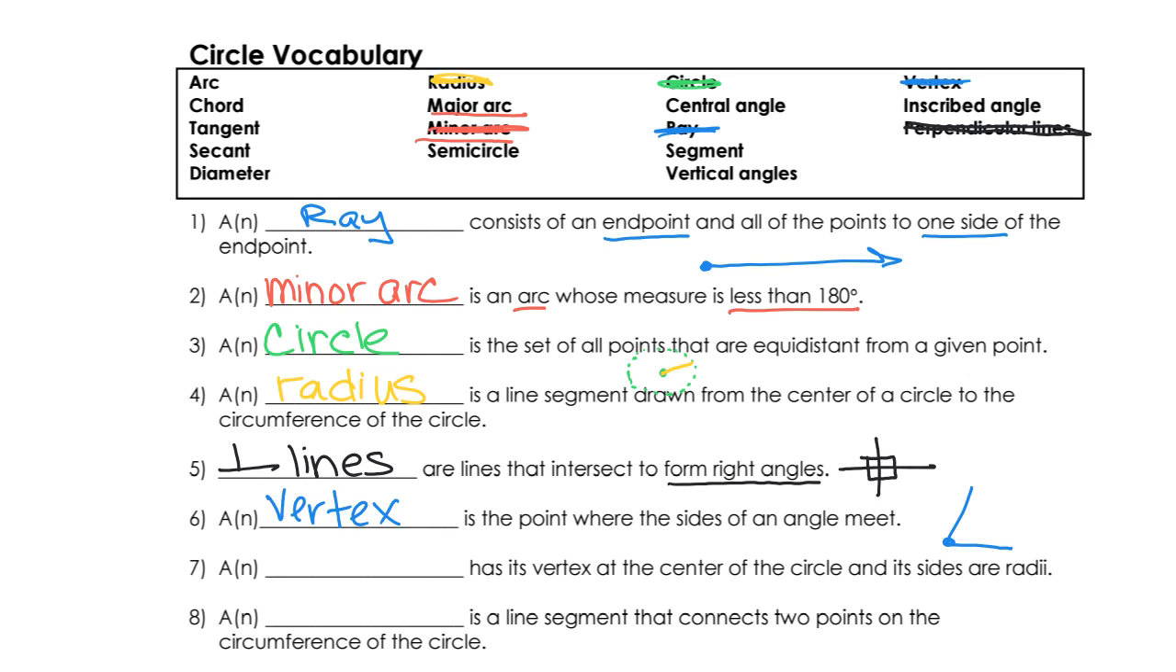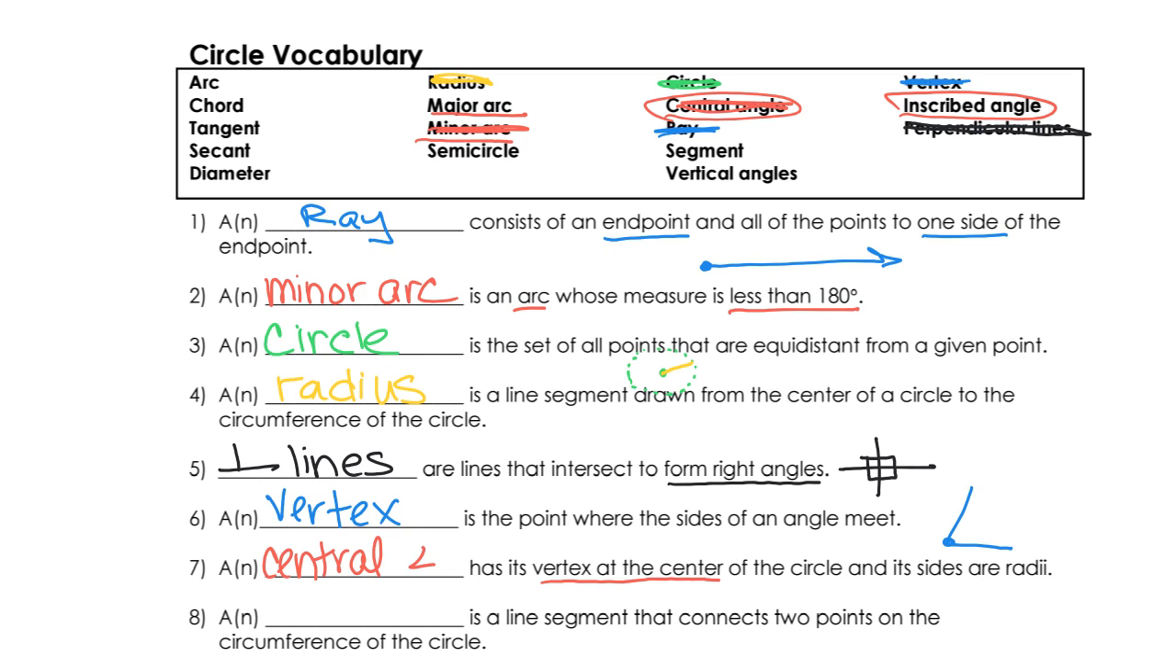a blank has its vertex at the center of the circle. So we learned 4 angles. We learned central angle, inscribed angle, also interior and exterior angle, but those aren't on here. So remember, vertex at the center would make that a central angle.